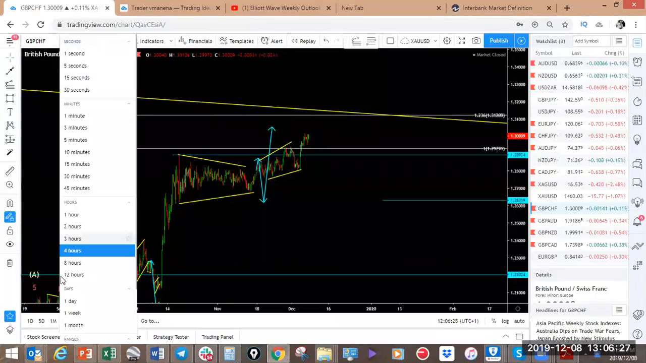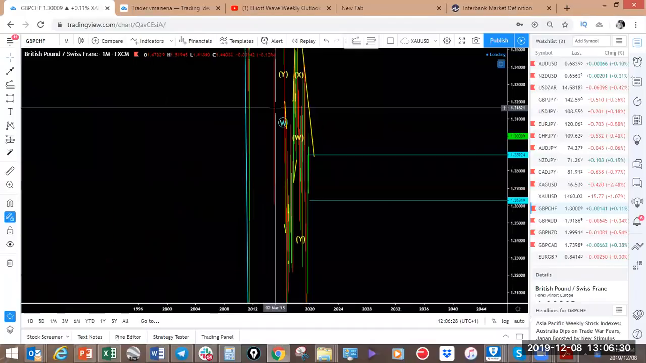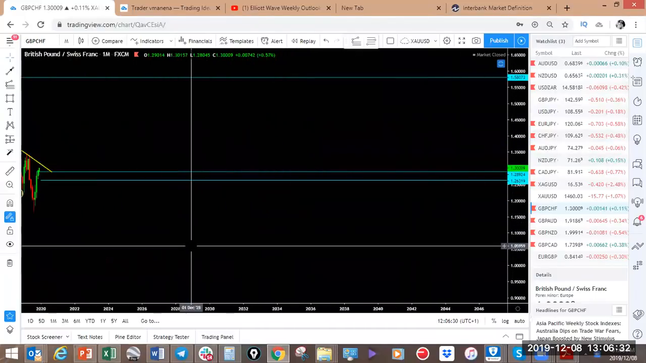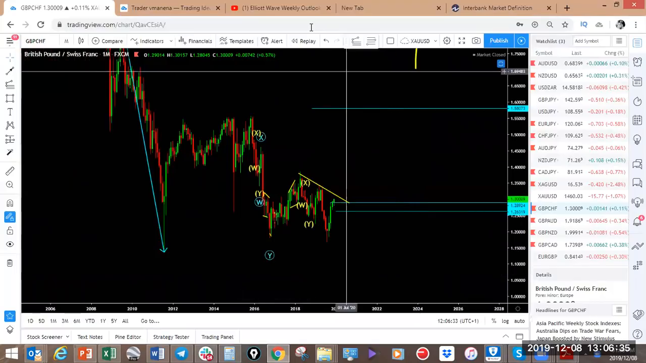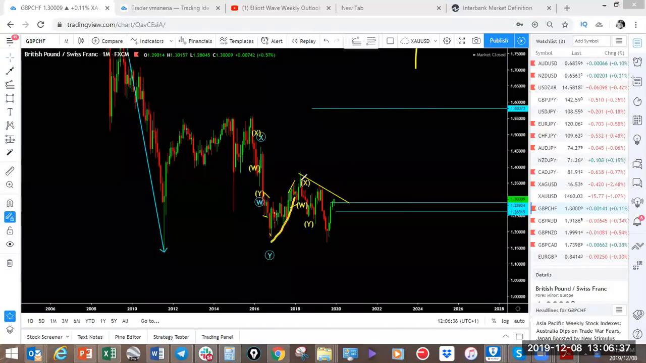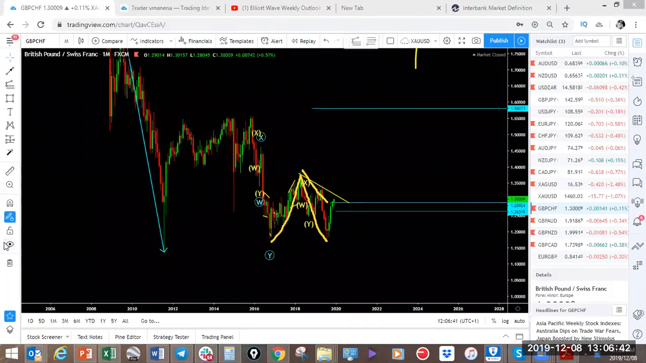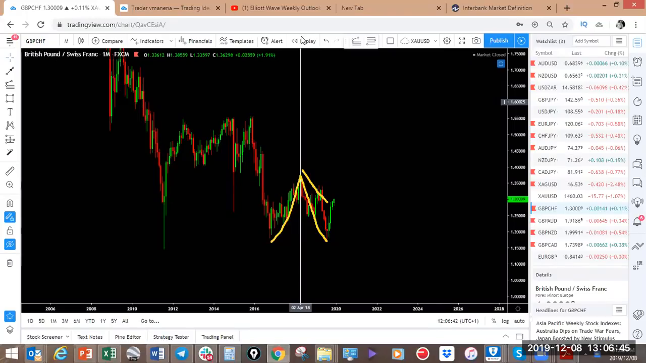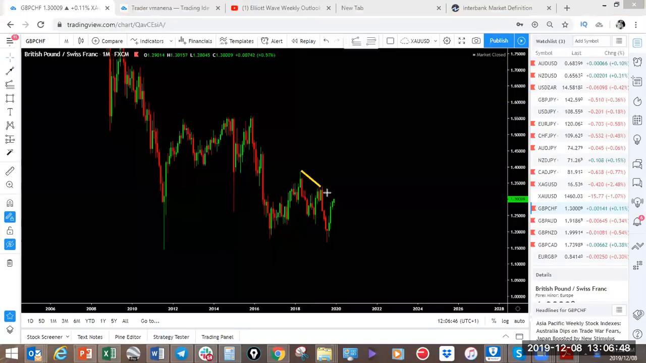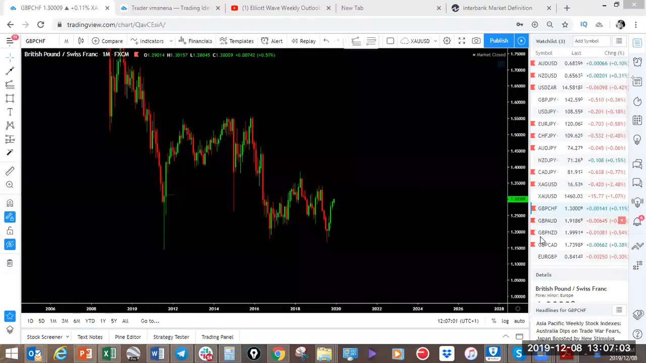Let's look at the monthly on pound chief. See pound chief, the same. It's just the difference between pound chief and pound US dollar is that pound US dollar has already broken out of this structure. It's already out of this. So pound chief has not. It doesn't really matter. They should follow each other, and pound chief should eventually get to this level and even break above it before coming down. So the theme for pound US dollar and pound chief, you're just buying until you get to that level.